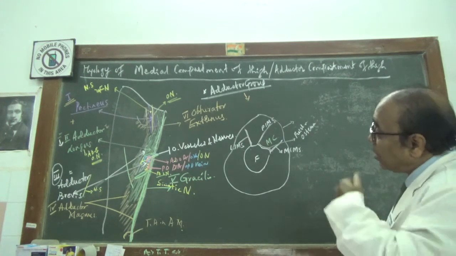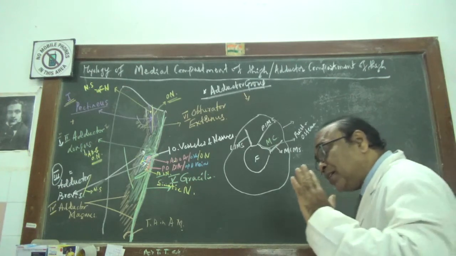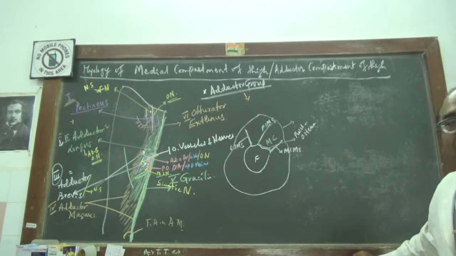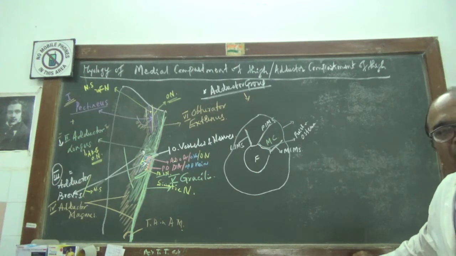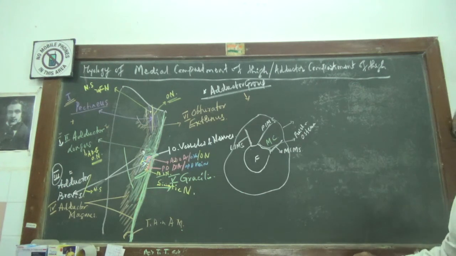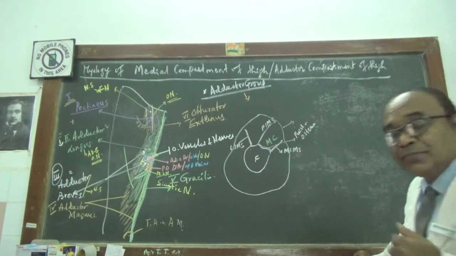But of all the adductors, except the ischial fibers of the adductor magnus, they will come into flexion of the knee, and at the same time they will be weak extensors of the hip. So that will be the major thing.